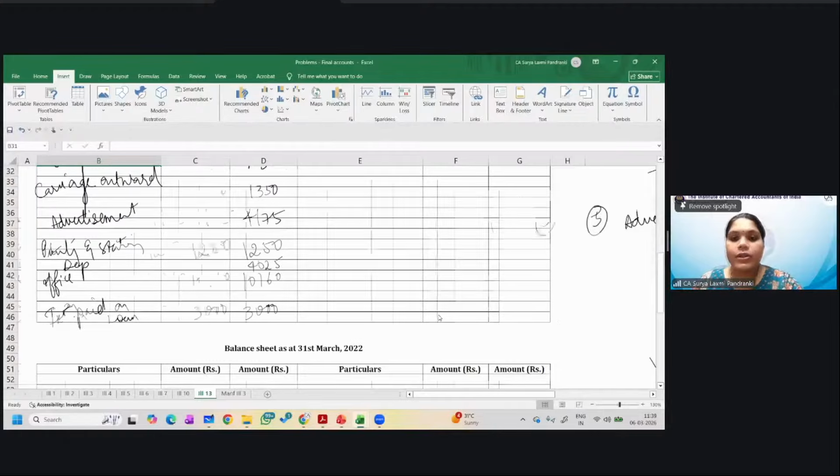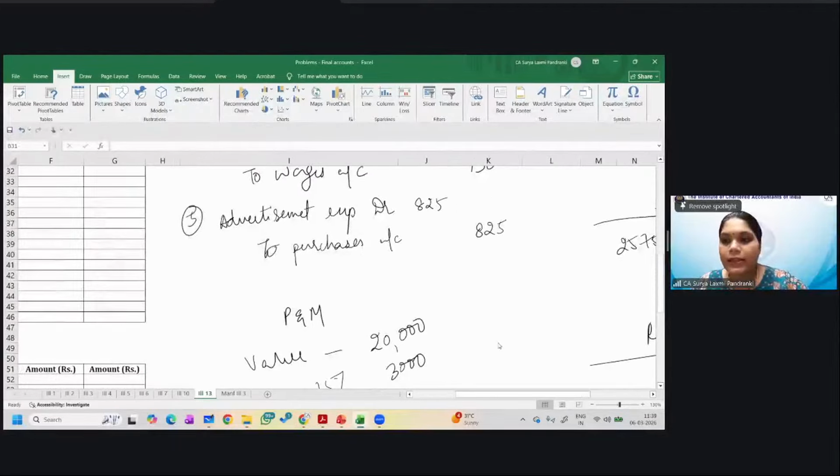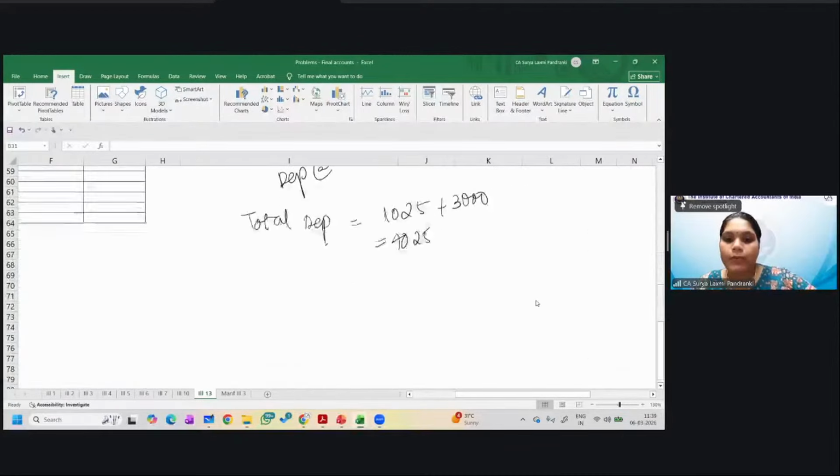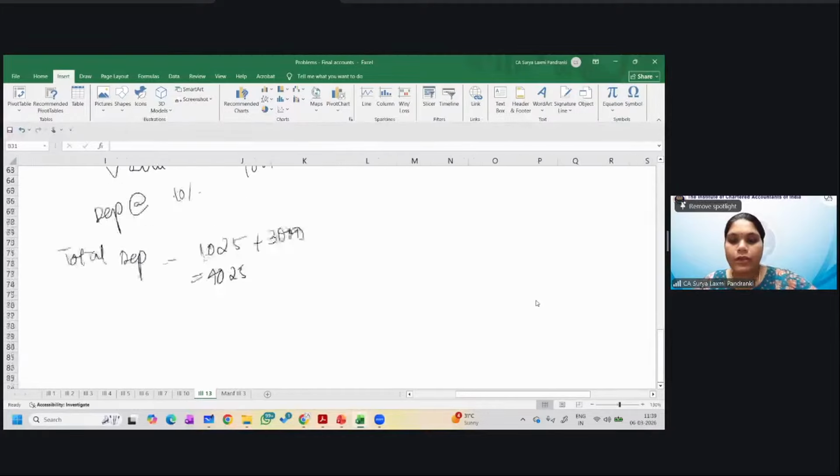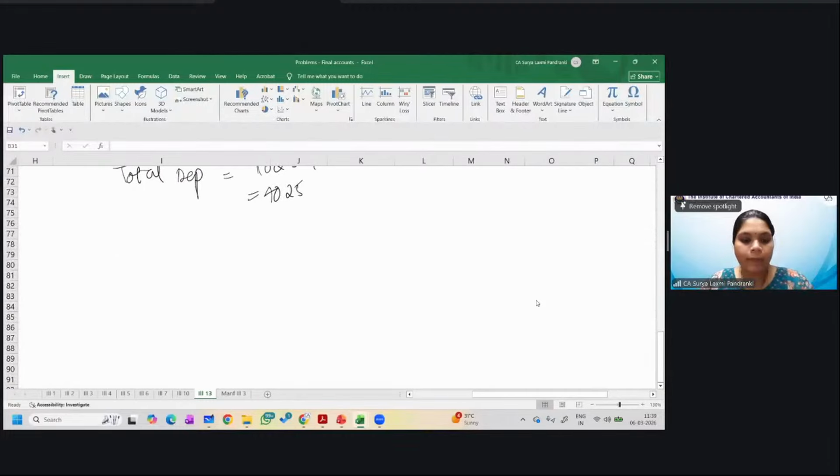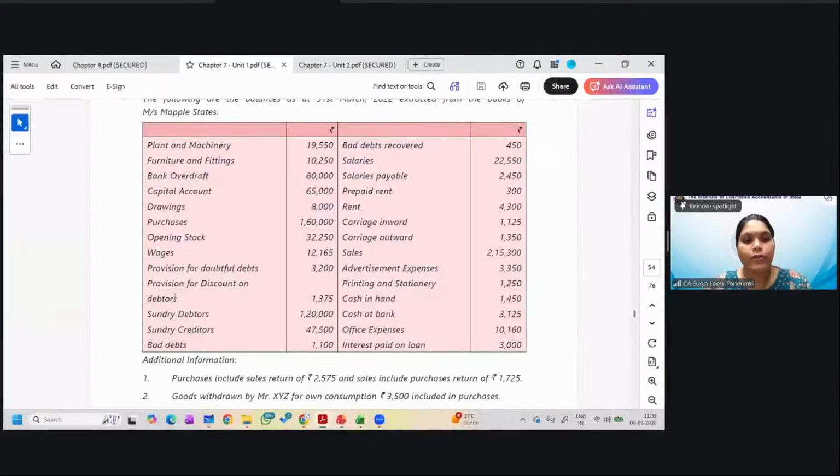Now the main part, which is the provision. I want you all to please listen carefully about this provision part. Provision is something everybody is haunted by. So let us discuss this provision part. Now, I'm going back to the question. What is the provision on doubtful debts that we already have in our trial balance? It is 3,200. Everybody can see that the provision for doubtful debts that is already there in my balance sheet is 3,200. Yes?